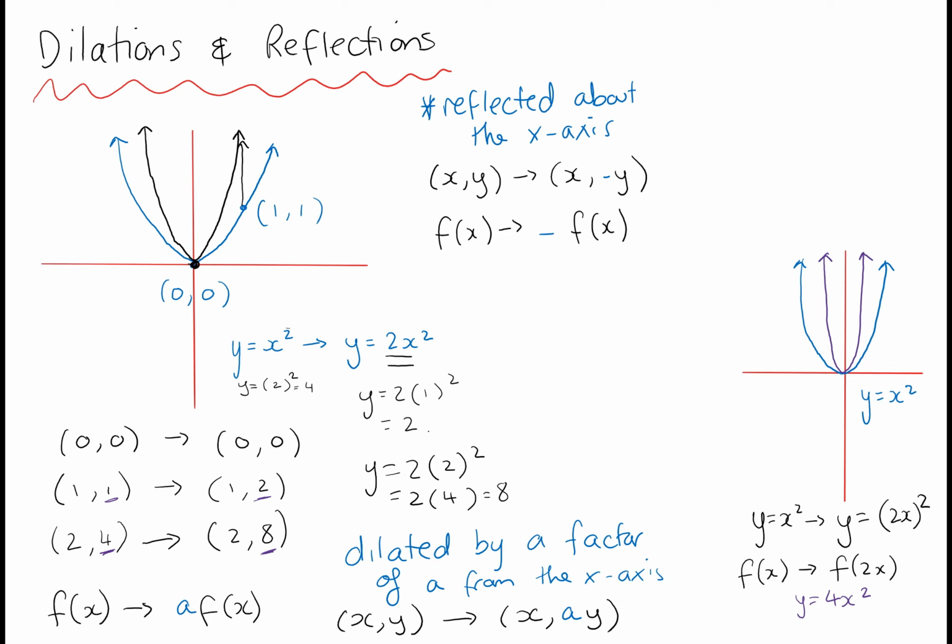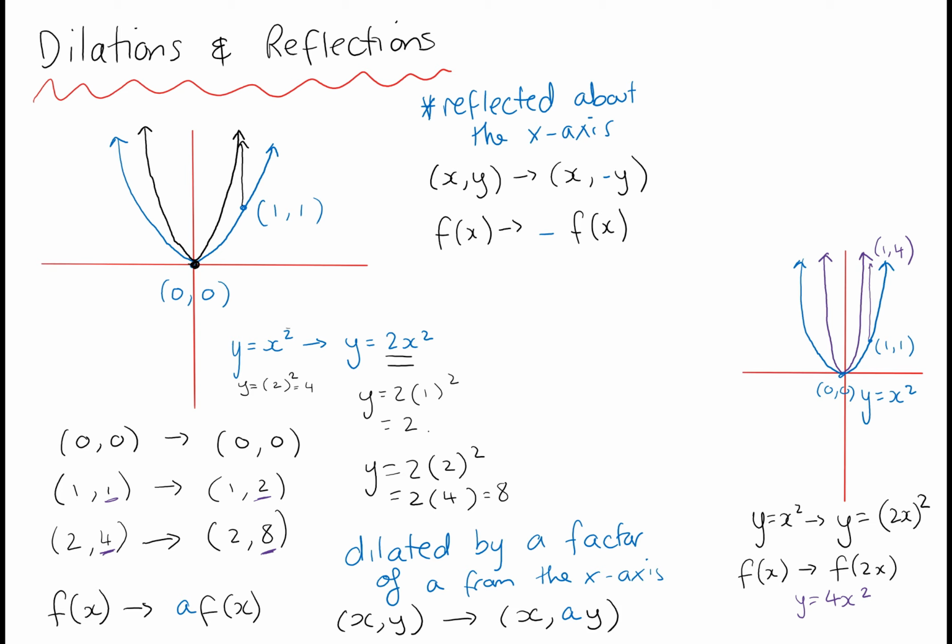Now, my original point was 0, 0, and that hasn't changed. But my value for 1, 1, if I subbed 1 into 4x squared, I'll get 1 all the way up there, 1, 4. So when I saw this 2, and I said it's dilated by a factor of a half from the x-axis, this isn't immediately obvious when I'm looking at this.